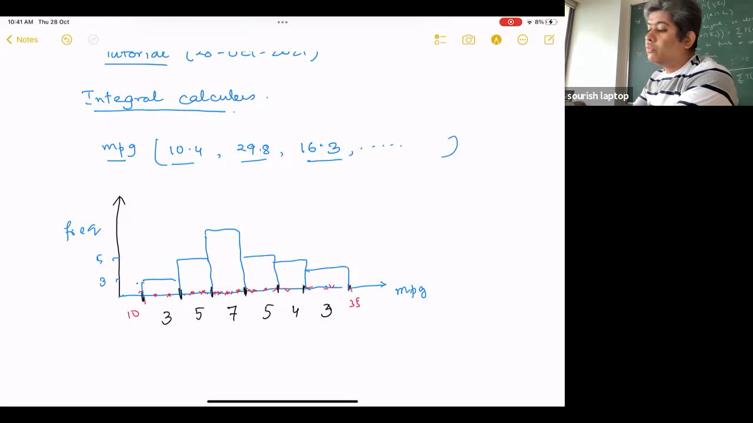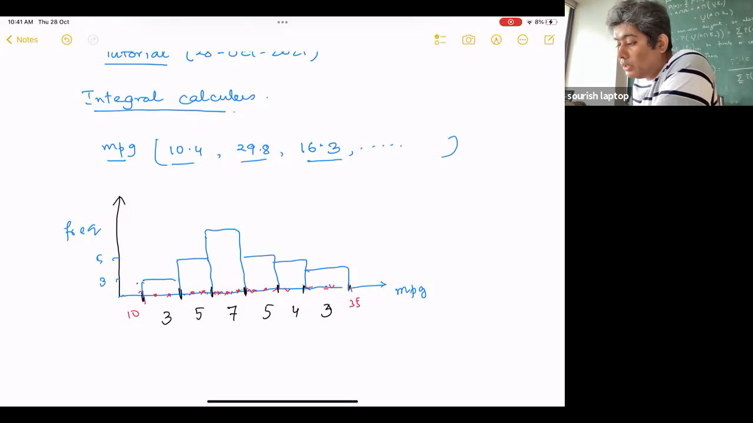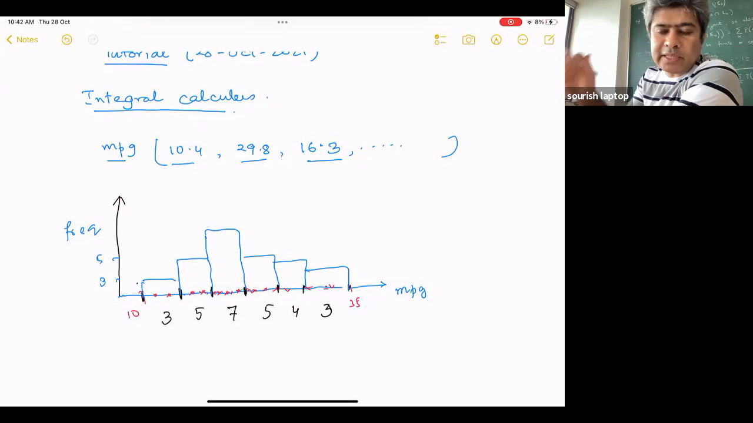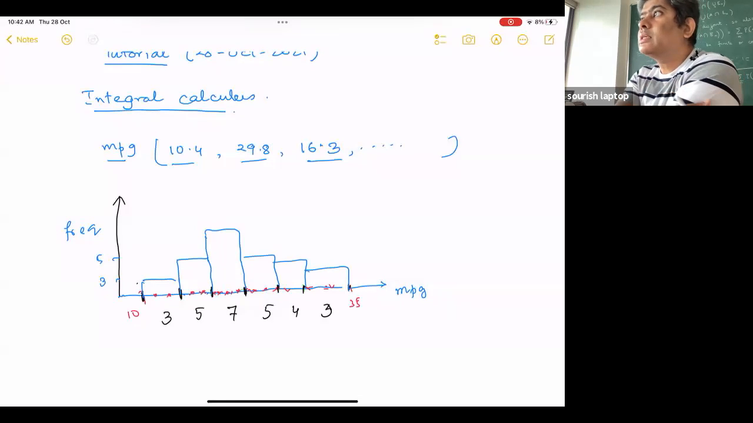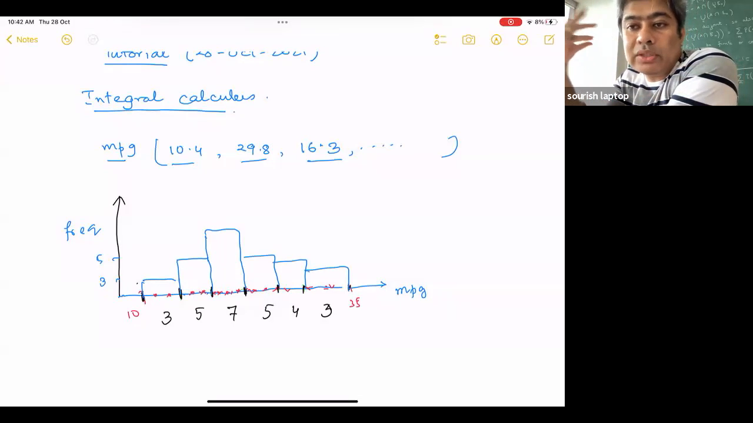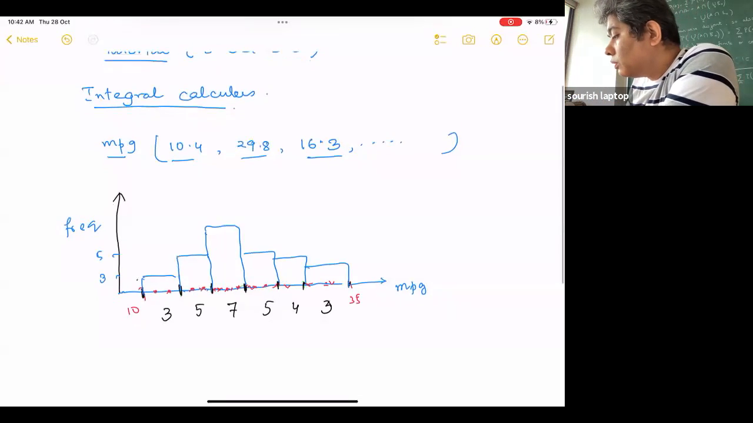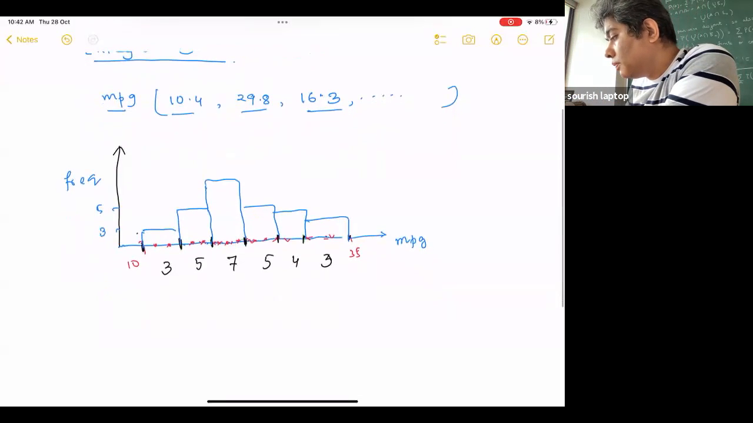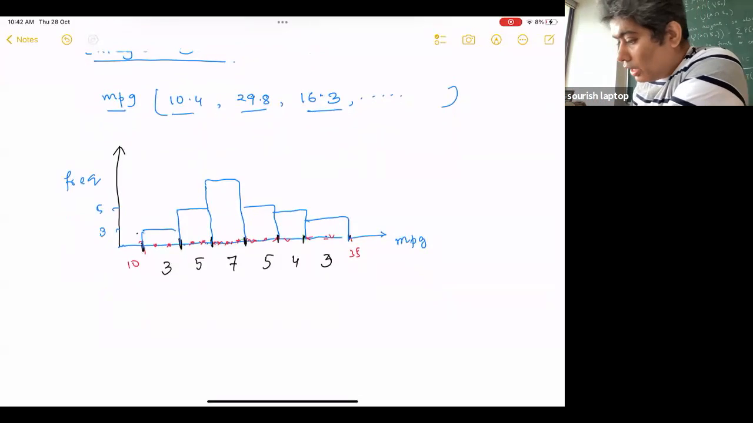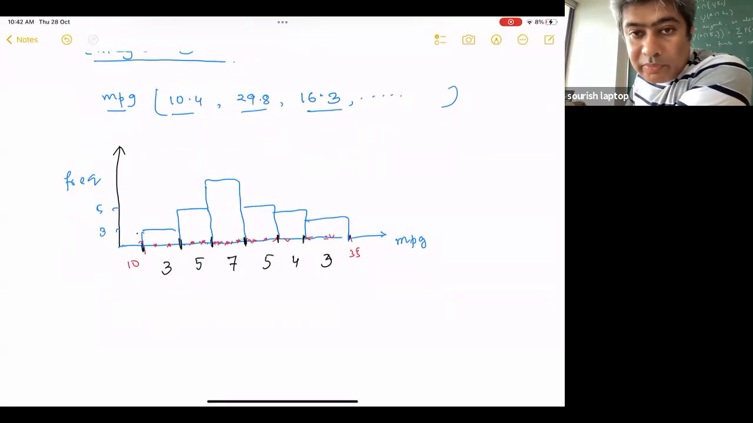So that's how we draw the histogram. The histogram gives us some sense of the distribution, but it really doesn't tell us how the probability distribution is connected and how the concept of probability comes in here. So what we do, here I will just introduce the concept of probability.